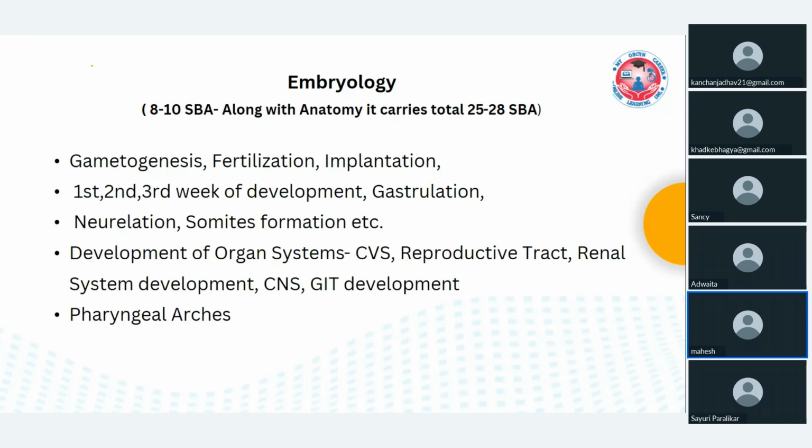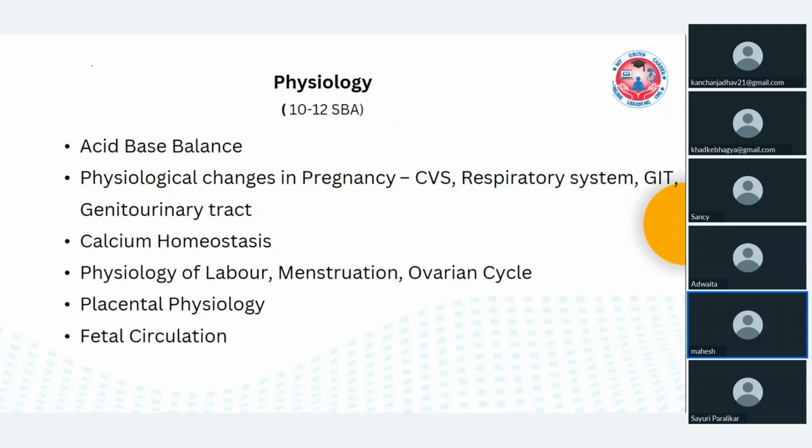Okay, so these are the different concepts or subtopics which are expected in embryology. Coming to physiology, we'll have around 10 to 12 SBAs. They are expecting questions on acid-base balance, physiological changes in pregnancy like cardiovascular system, respiratory system, gastrointestinal tract, genitourinary tract, calcium homeostasis, physiology of labor, menstruation, ovarian cycle, placental physiology, fetal circulation.